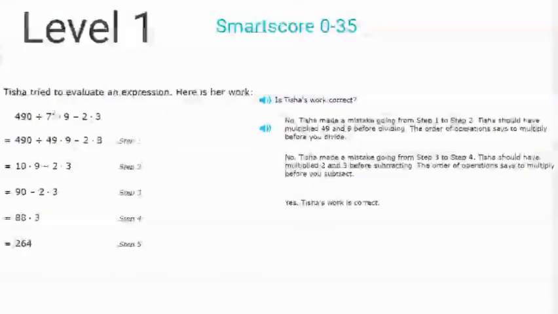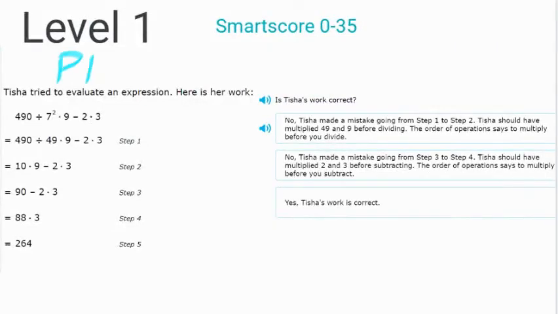So here's Tisha's work. Tisha tried to evaluate an expression. Here is her work. So remember, these are the orders. This is the order, I mean. Maybe take a minute to see if you think she did this in the correct order. Let's take a look at this.